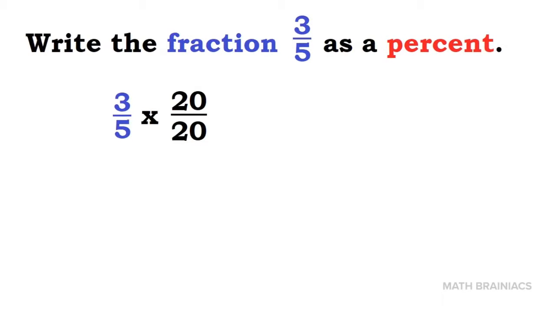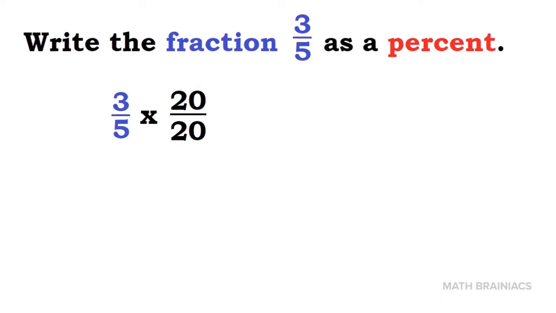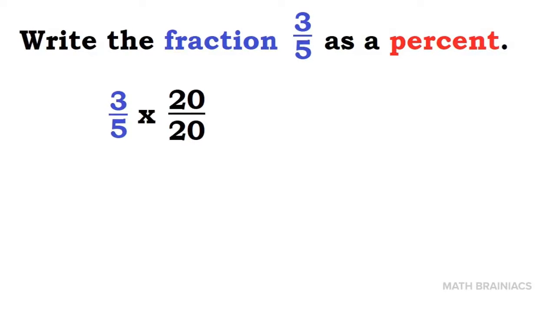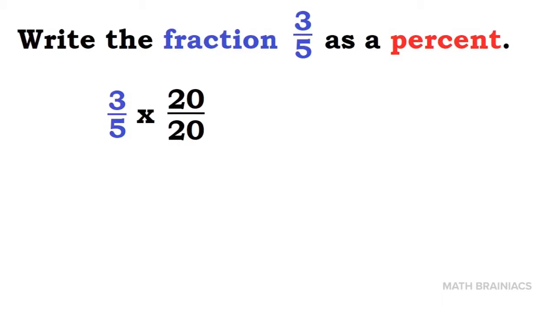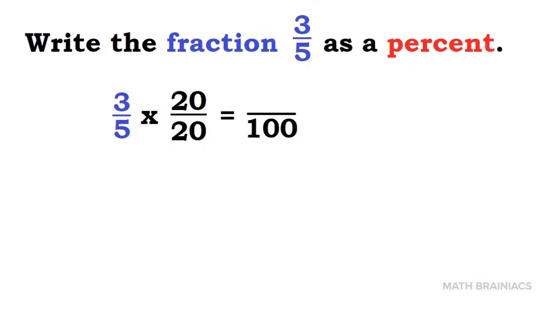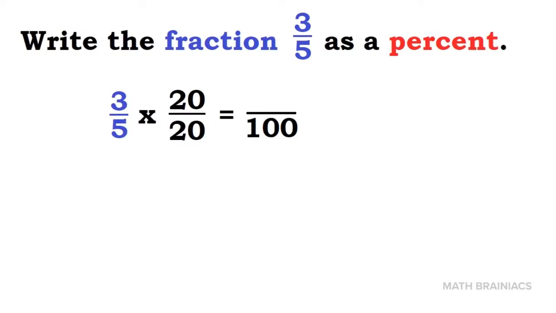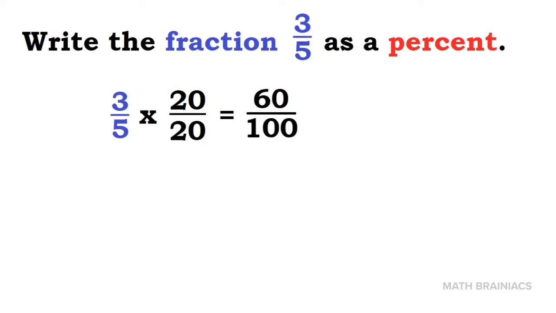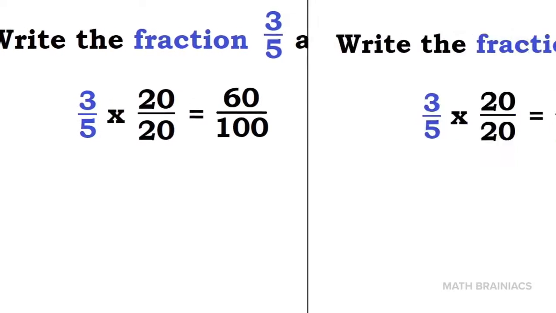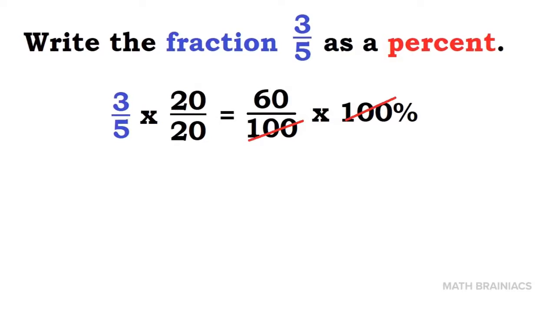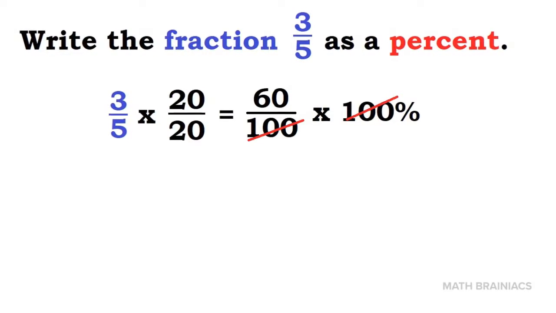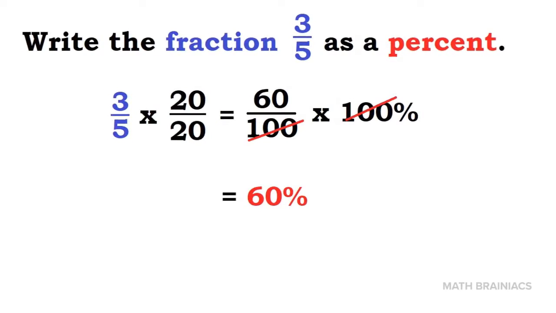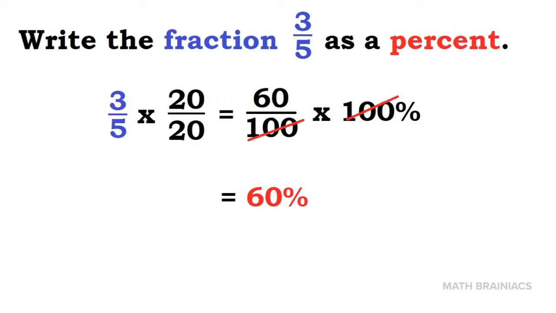Writing the fraction 3 over 5 below and putting in mind that we need to make the denominator equal to 100, we're going to multiply it by 20. Likewise, we need to multiply the numerator by 20 also. Working on the denominator first, 5 times 20 is equal to 100. And working on the numerator, 3 times 20 is equal to 60. Multiplying 60 over 100 by 100%, we can cancel out the 100. Subsequently, the percent of the fraction 3 over 5 is 60%.